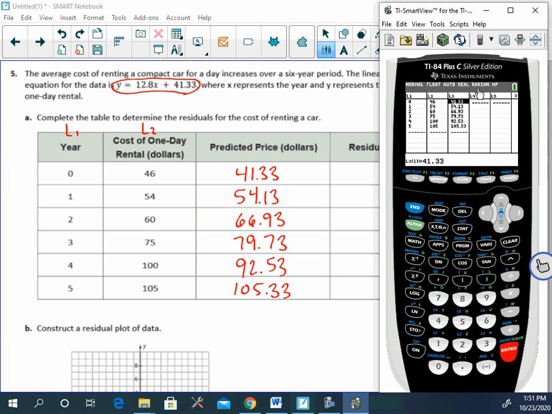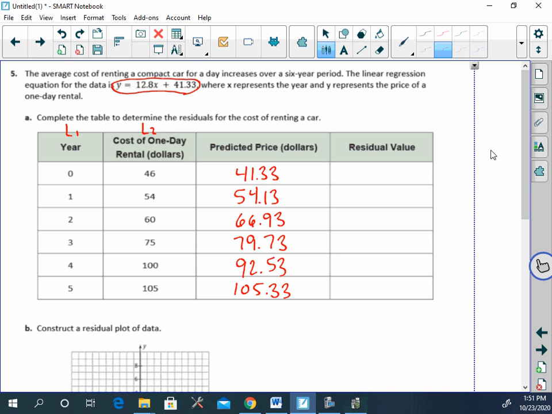So now I want to figure out how to get my residuals over here in my L4, or you can do them by hand if you want. So the residuals, one thing that you really should know about residuals: the residuals are equal to the y values minus the predicted y values.